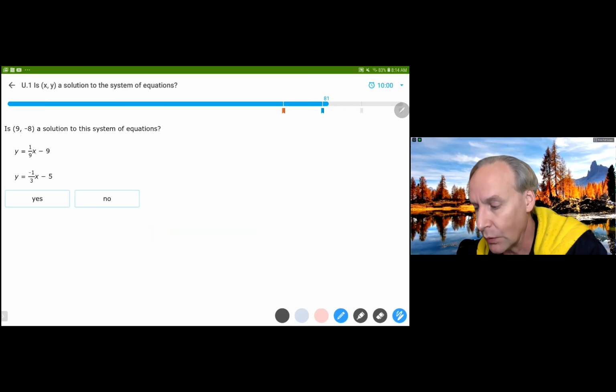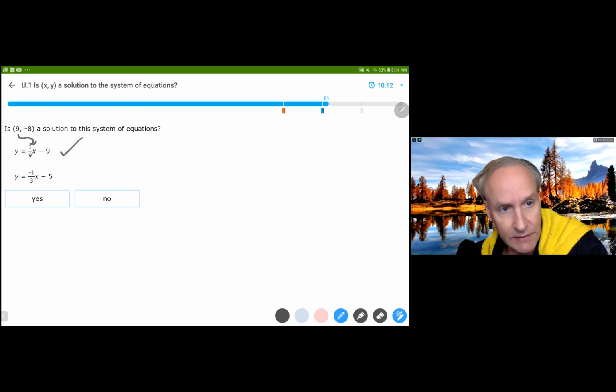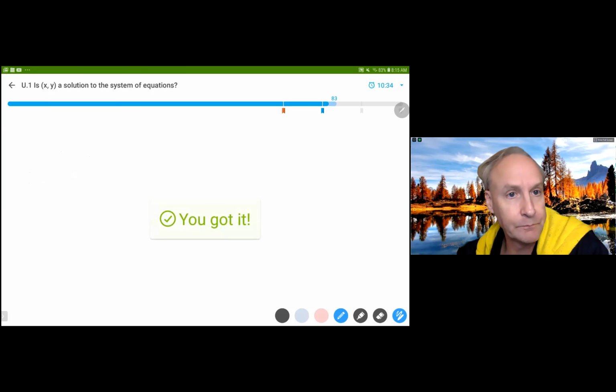1/9 of 9 is 1. I just want to keep that in mind because remember, my x is going to go in here, right? 1/9 of 9 is 1 minus 9 is negative 8. So that's true. I'm just doing it in my head. It's not that hard. Now I'm going to put the 9 in right here for the x. Now this time I get negative 3 minus 5, which is also negative 8. And it's a yes. They're both true. Again, calculators with those fractions, if you don't put them in parentheses, you can have all sorts of issues with this. But this is yes, it's true.